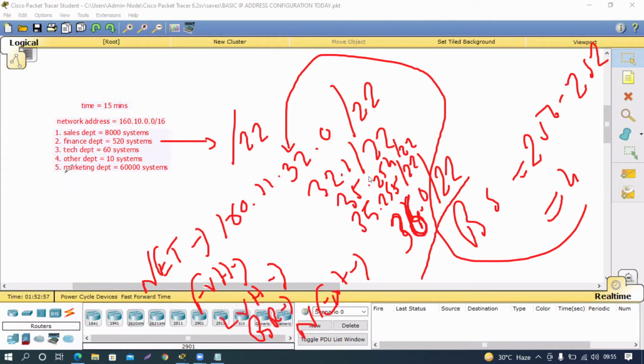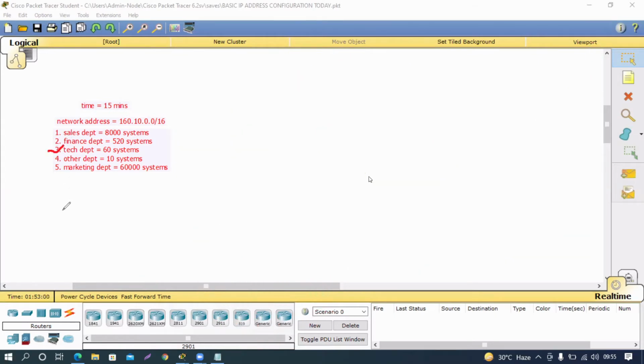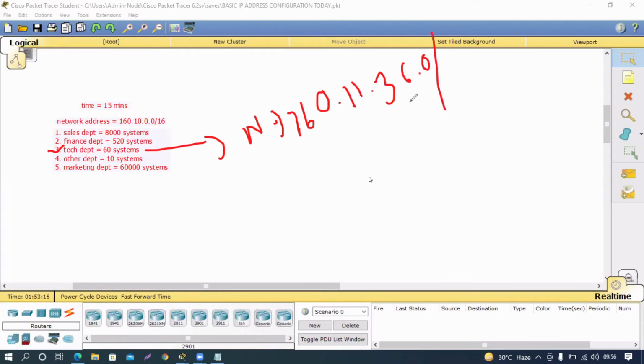In this we are doing the requirement for the technical department. So the technical department network address will be 160.11.36.0/26. 2 to the 6, right? Yes, sir, 2 to the 6 you are taking.